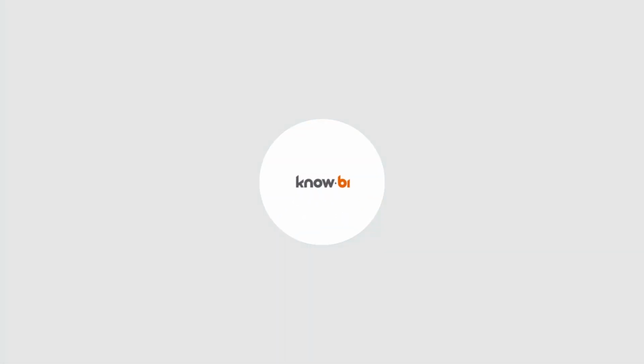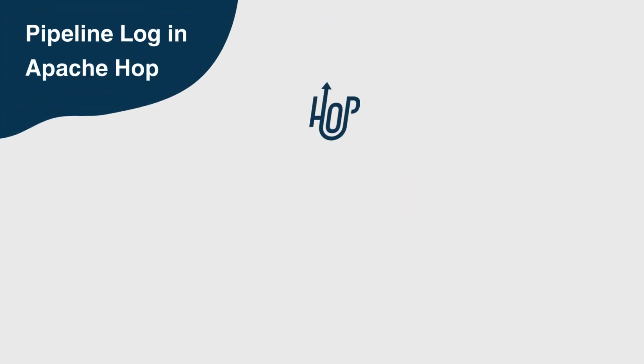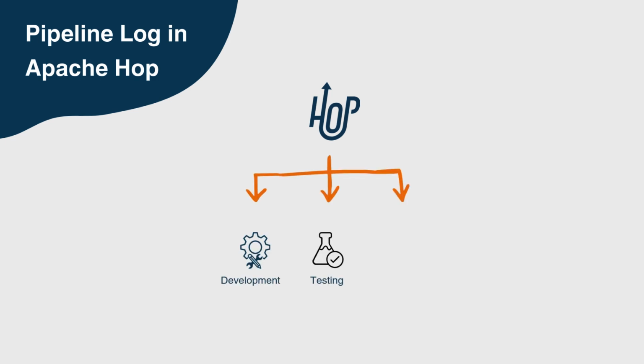In this short video, we'll walk you through how to set up and use pipeline logging in Apache Hop. Apache Hop is a powerful platform for designing data pipelines. After development and testing, monitoring runtime becomes critical. The pipeline log feature lets you log activity into another pipeline, capturing execution data for analysis. Ready to get started? Here's how.